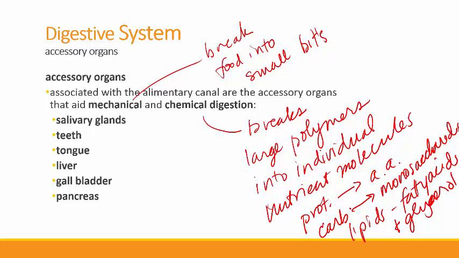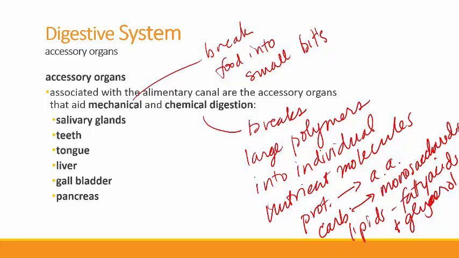The gallbladder stores up bile, and the liver. I missed that, but the liver is a very important organ with lots of different functions, including the production of bile, as well as metabolic regulation of the entire body.